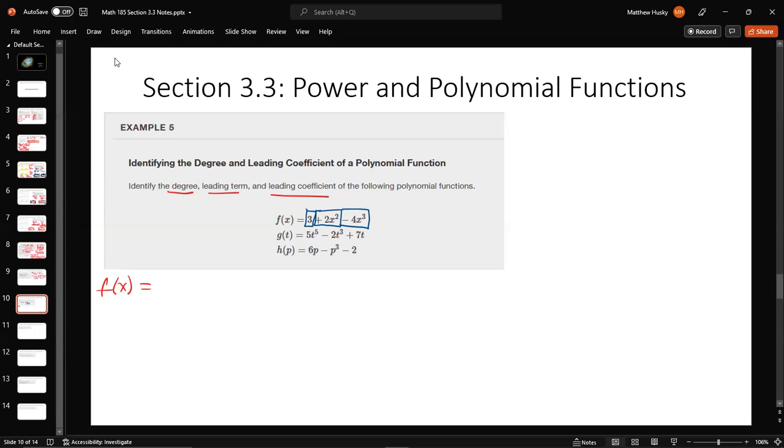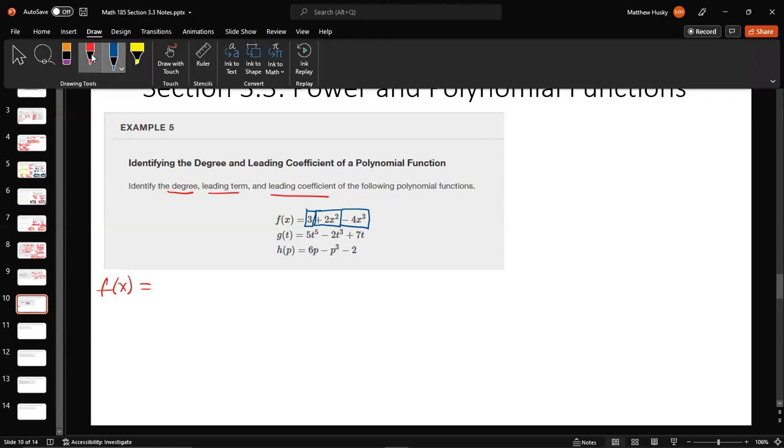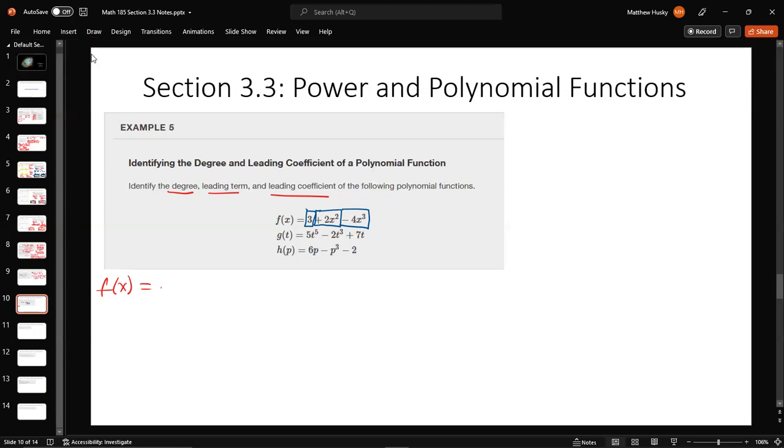So if we were to rewrite this function, f of x, so that it's in the proper order, we would write negative 4x to the third plus 2x squared. And then this is positive 3. They don't come out and say it, but because it's positive, we would need to put plus 3 there because there has to be a plus or minus sign separating one term from the next. You don't want to just write 2x squared 3 because that would look like it means to multiply.